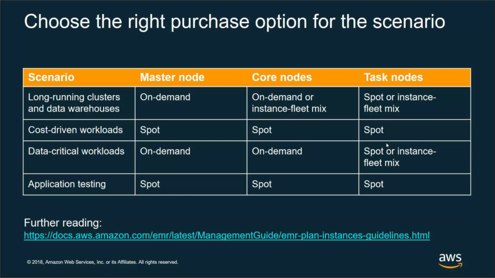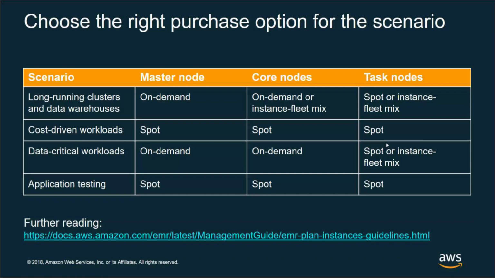So we have some customers even running the master and core nodes on Spot instances, but the common use case for production workloads is basically to run your master and core nodes on on-demand instances because they are not as fault tolerant or resilient as the task nodes, and then scale with Spot instances on the task nodes.